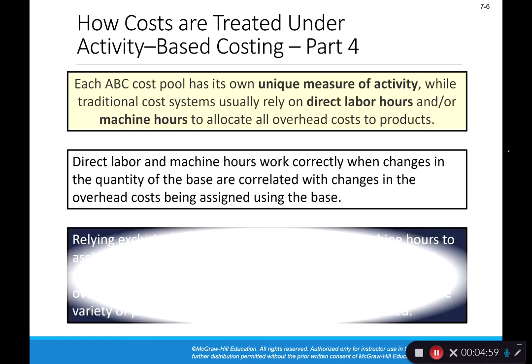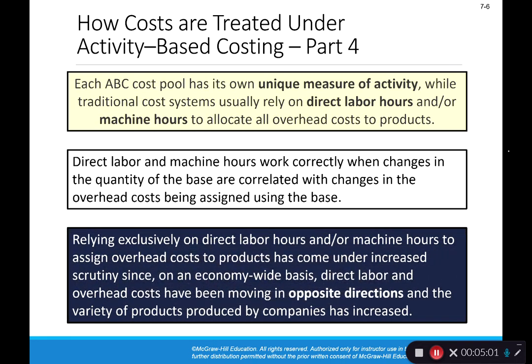With ABC, each cost pool has its own unique measure of activity. While under a traditional cost system, it's that one-size-fits-all approach where we use direct labor hours, machine hours, or direct labor costs to allocate all overhead, even though that may not be the best driver for all of our different types of overhead costs. Direct labor and machine hours work correctly when changes in the quantity of the base are correlated with changes in the overhead costs.